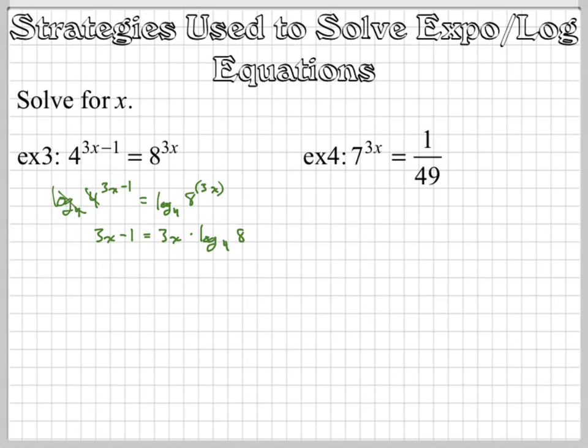What if I divide by x? Then I divide this side by x, and now I would get 3 minus 1 over x, right? Equals 3 times log base 4 of 8. Do you know what log base 4 of 8 is? That's not an easy one. You'd have to pop that into a calculator, huh? And you get this ugly decimal. Okay, see, this is not very clean.